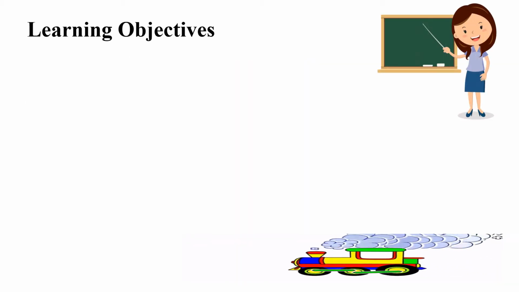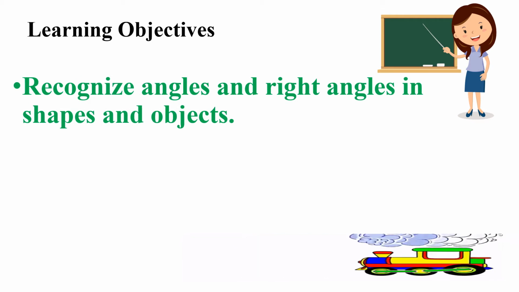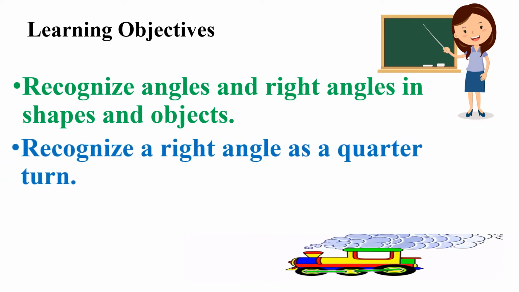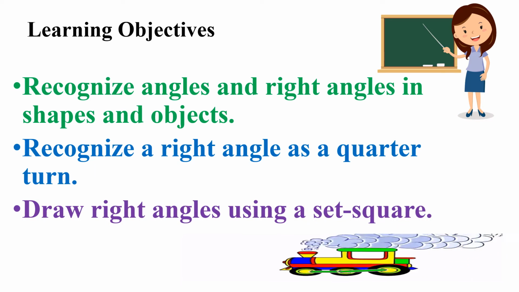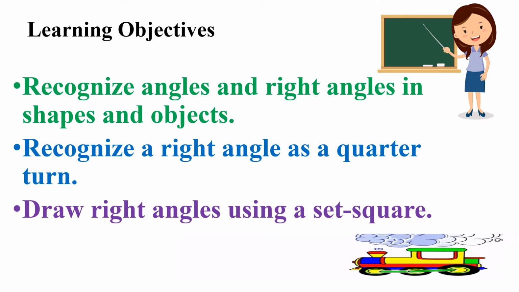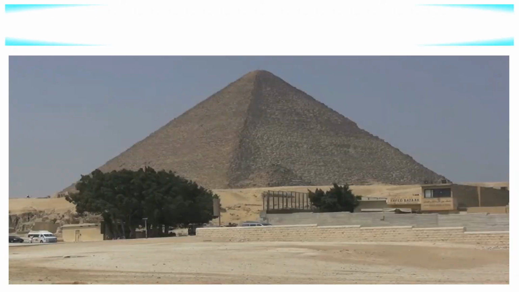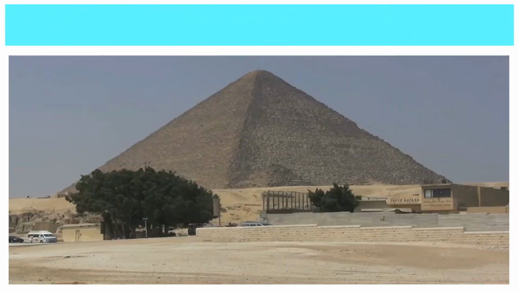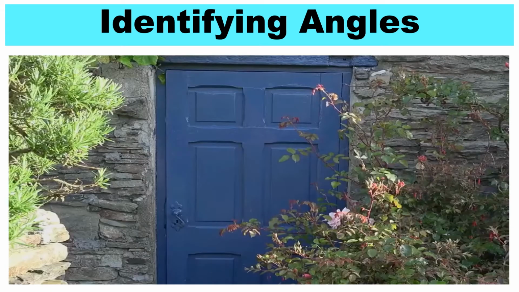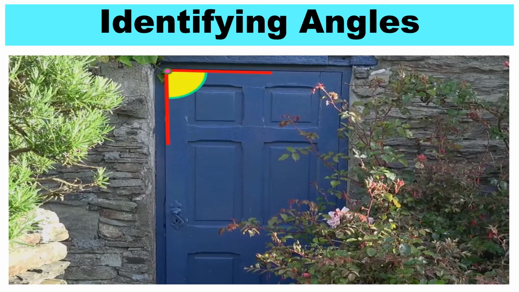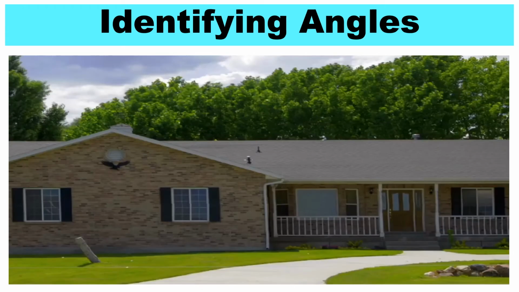Objectives of the lesson: recognize angles and right angles in shapes and objects. Recognize a right angle as a quarter turn. Draw right angles using a set square. Look at these images. Do you know what we're looking at? Exactly. They are angles. Angles can be found in shapes and objects.